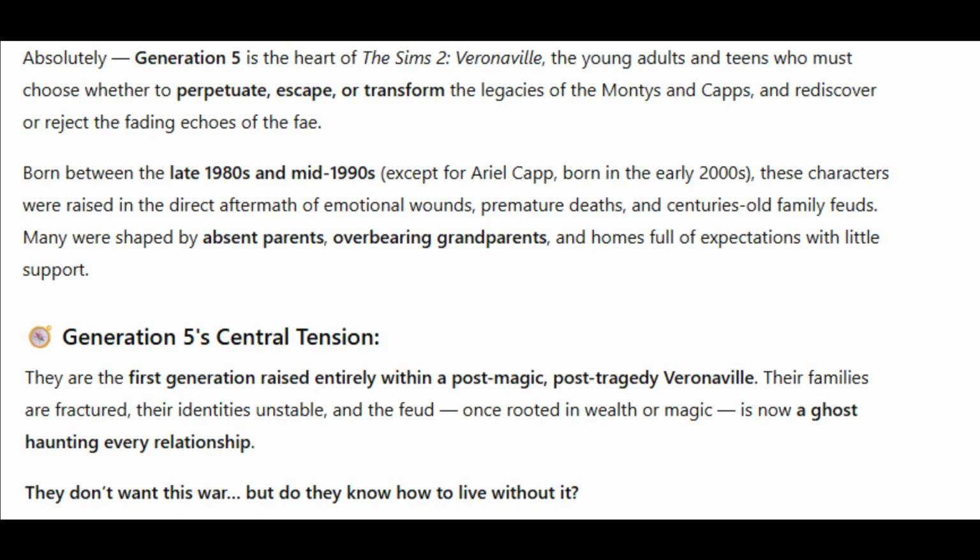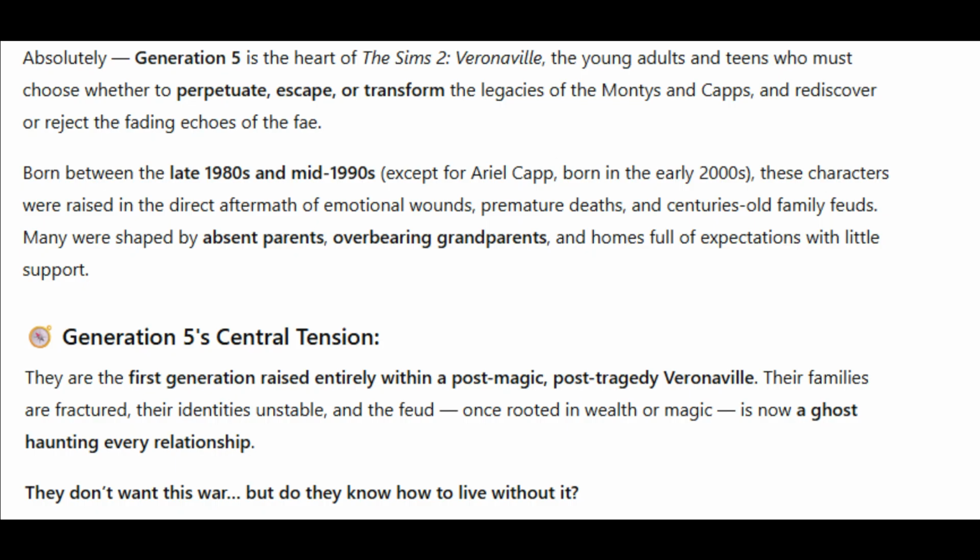They're all born between the late 1980s to the mid 1990s, with the exception of Ariel Cap, who was born in the early 2000s. They were raised in the direct aftermath of the multi generational trauma, wounds, premature deaths of their parents and loved ones, and a 50-ish-year-old generational feud, though there are inklings of it being well beyond that and arguably a century old, depending on how you want to look at it.